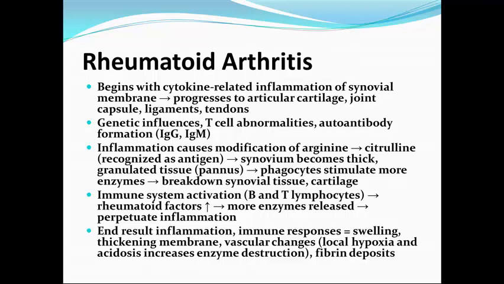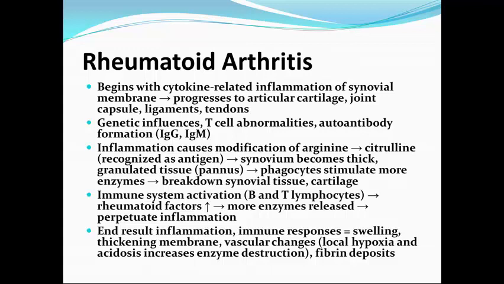So we have this inflammatory response. Arginine is being modified to citrulline, and then the body recognizes this citrulline as an antigen and builds antibody to it. The synovium becomes very thick and is replaced by granulated tissue or pannus. Pannus is an abnormal layer of fibrovascular or granulation tissue. Now, because of this thickened synovium and the laydown of this pannus, there is more stimulation of the phagocytes. And those phagocytes then stimulate even more enzymes, and that increased enzyme activity causes additional breakdown of the synovial tissue as well as the cartilage.